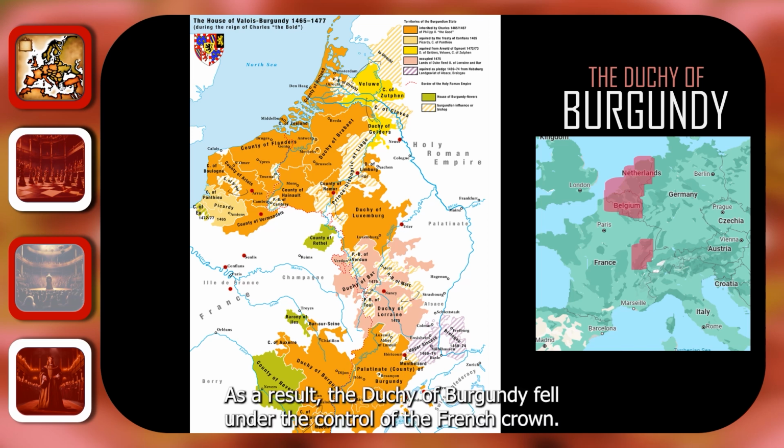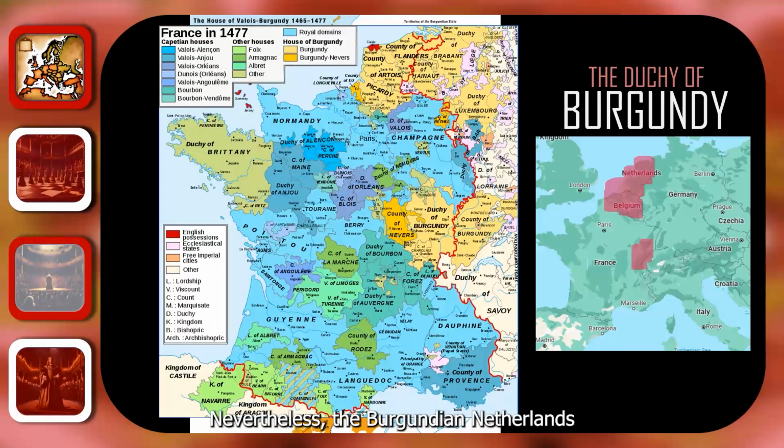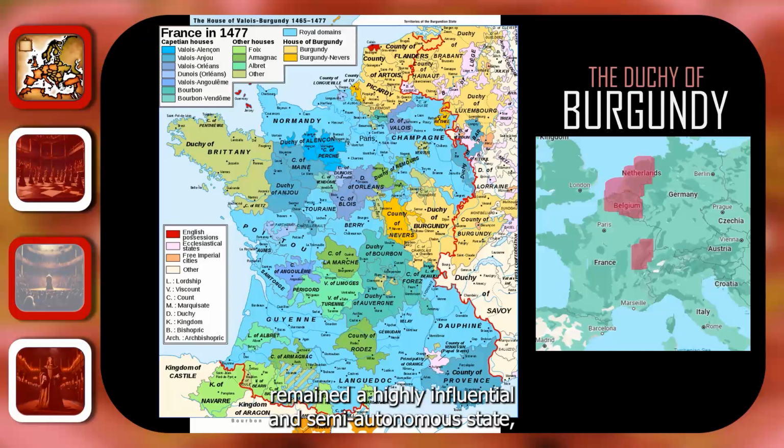As a result, the Duchy of Burgundy fell under the control of the French crown. Nevertheless, the Burgundian Netherlands remained a highly influential and semi-autonomous state, which was governed by Charles the Bold's widow, Margaret of Burgundy.